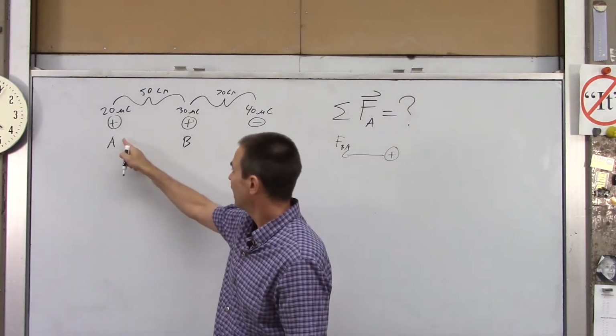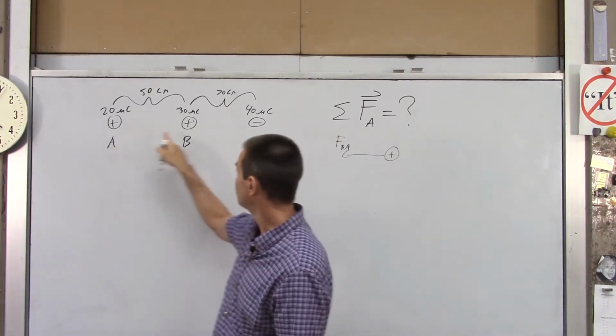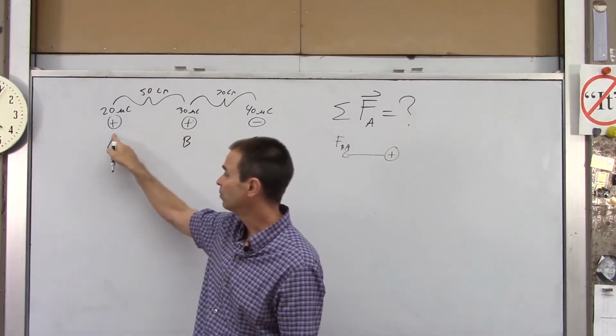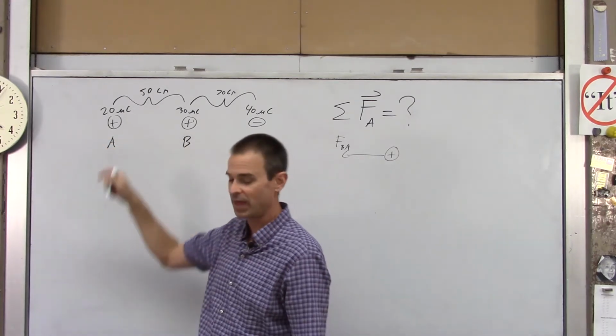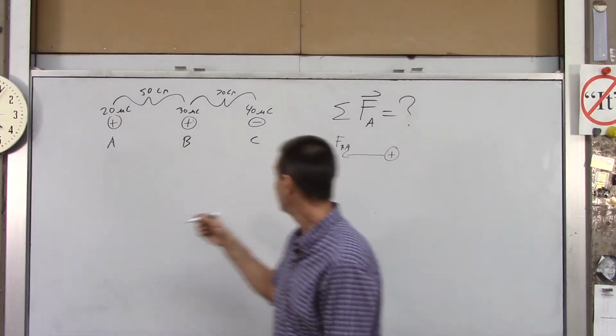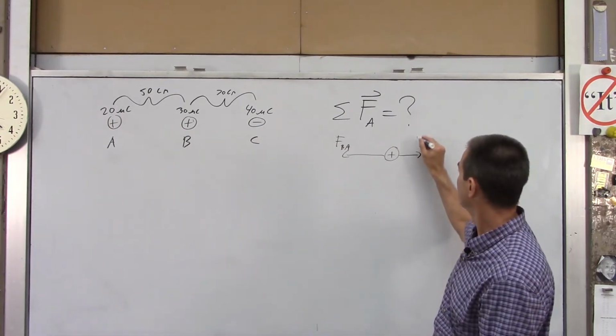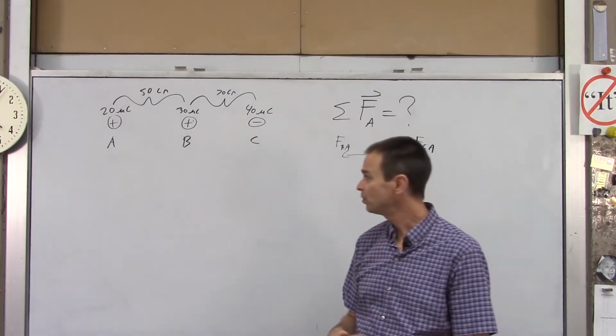And then I have to look at what C does to A. Well, C is a negative charge, which is the opposite of the positive A. So C is going to pull A. We know that opposites attract. So we'll call that the force of C on A, and we're going to find that number in a bit too.